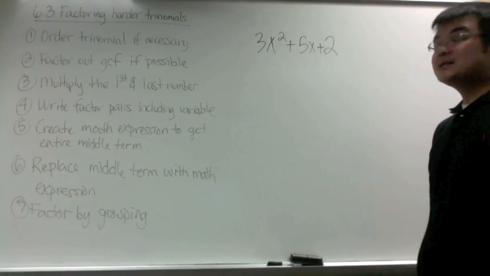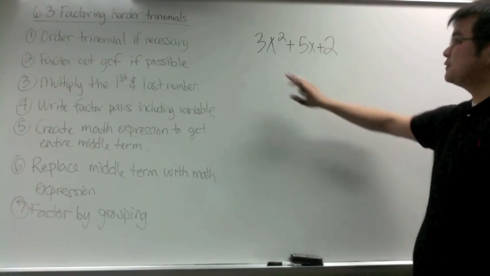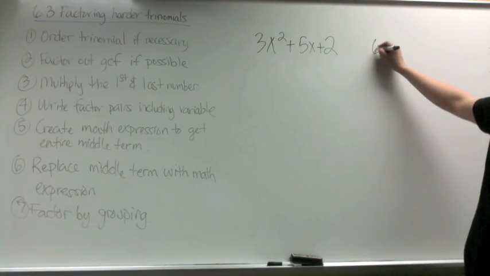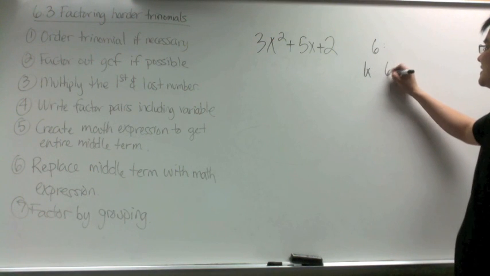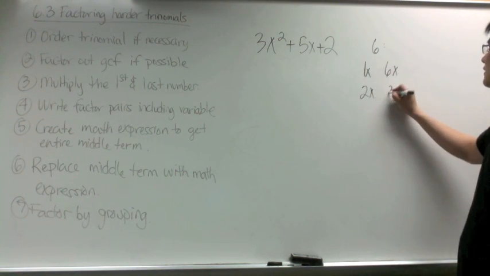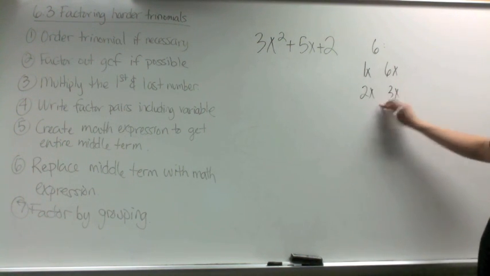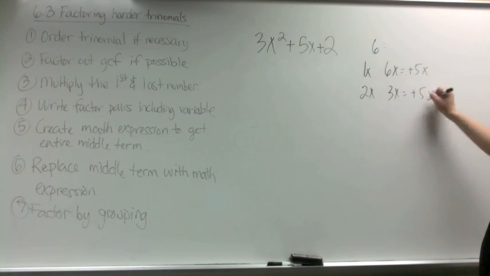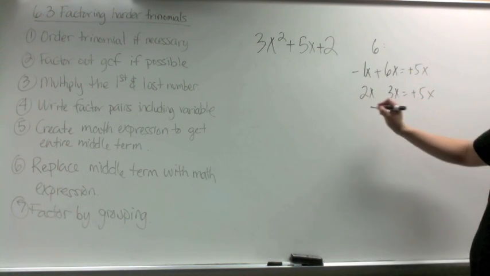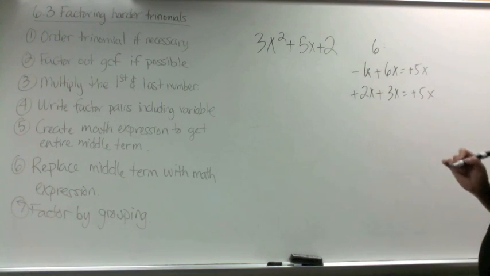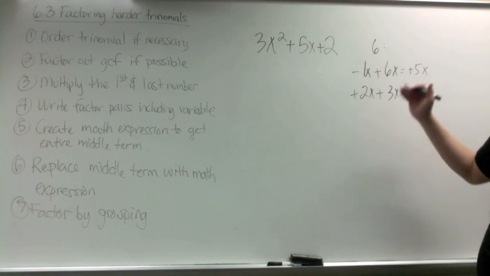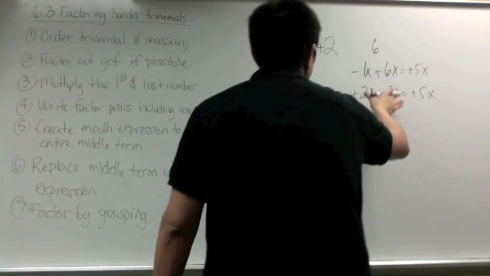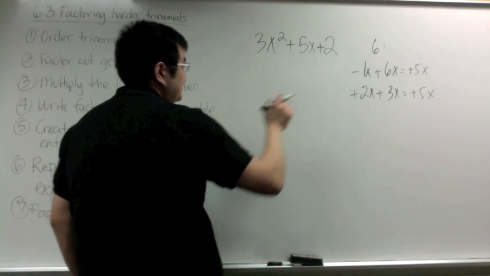In this example, we're going to skip the first two steps. So we're going to multiply 3 times 2 to get 6. So we have 1x and 6x, 2x and 3x. If you notice, both factor pairs actually get us a positive 5x, with a negative and positive here, positive and positive here. What we have to do is complete the problem twice because we have two possibilities. So let's take a look at the first one.